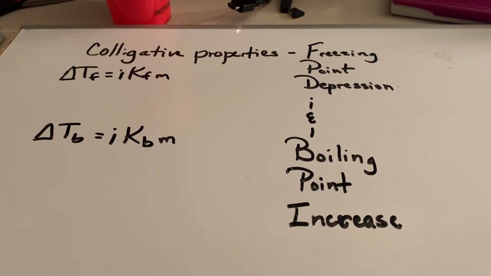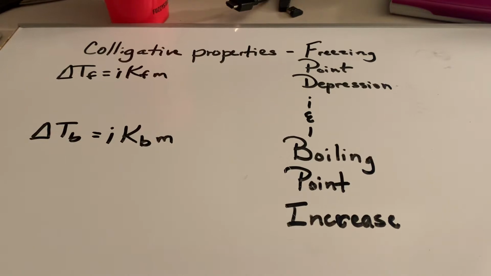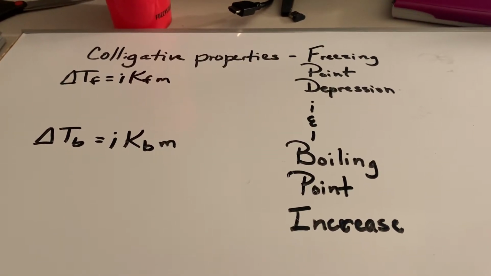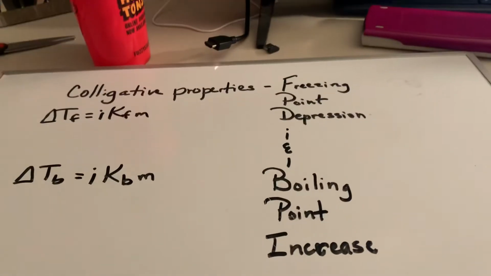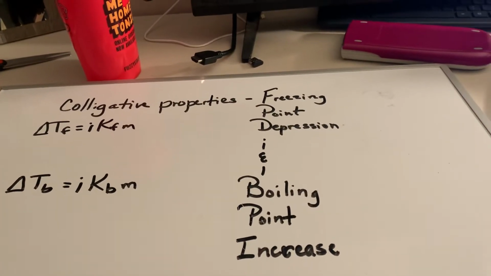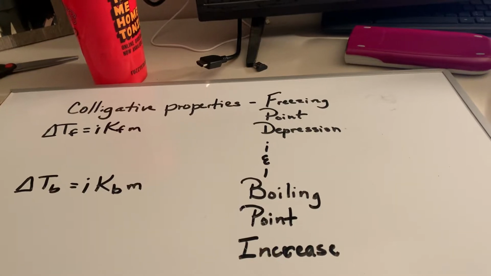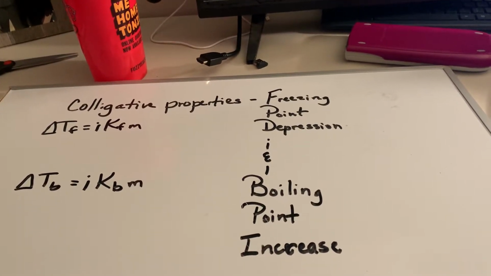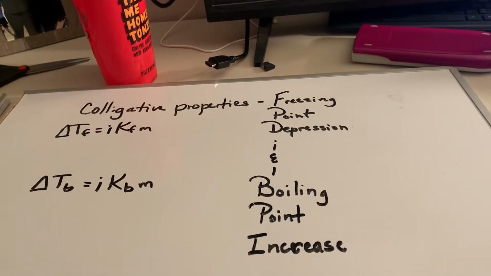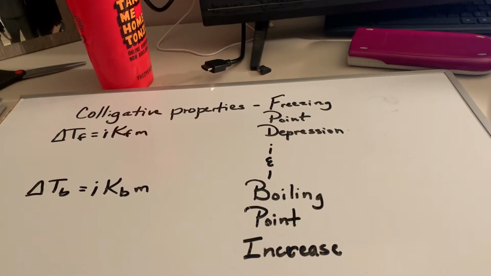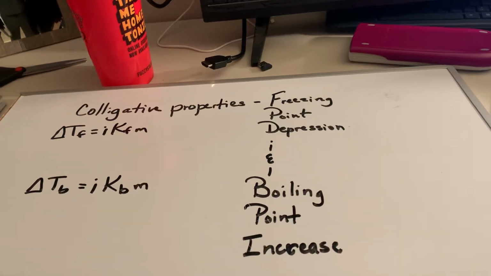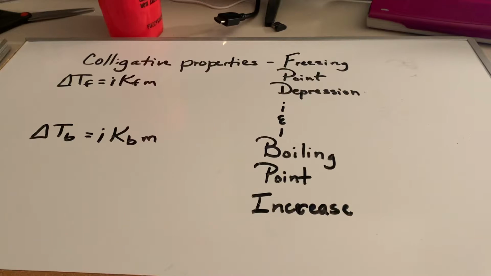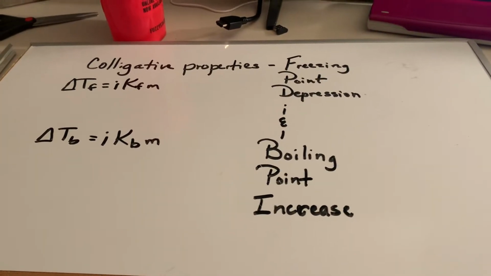Colligative properties, if you can remember, pertain to solutions. A colligative property, just to go over, is basically a property of a solution that depends only on the concentration of a solute within that solution. These properties can include vapor pressure lowering, boiling point elevation, freezing point depression, and osmotic pressure.